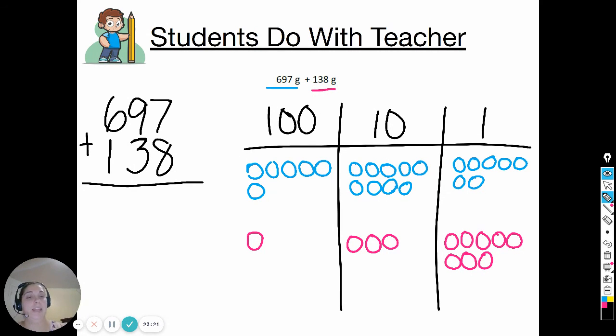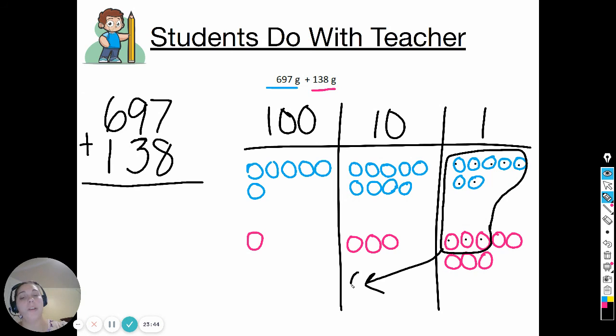Okay, let's start adding these together. Step 1, start in the ones. 1, 2, 3, 4, 5, 6, 7, 8, 9, 10. I'm going to take those 10 ones and trade them over here for 1 ten. So these are gone. I traded 10 ones for 1 ten.